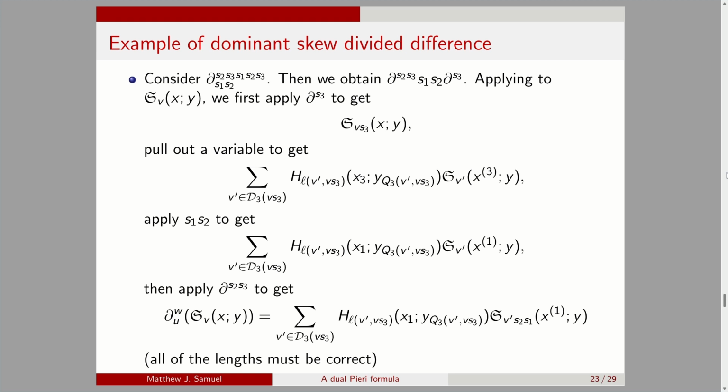So we get an h polynomial in x1 and these y with the Q set, and S_{v'} of x omitting 1 and i. Then we apply another divided difference. This is shifted. It doesn't have S1. It only has S2, S3. And that acts as S1, S2 on the S_{v'}. So we have applied the entire divided difference. This gives us a positive result, which is either 0 or a polynomial in this form.